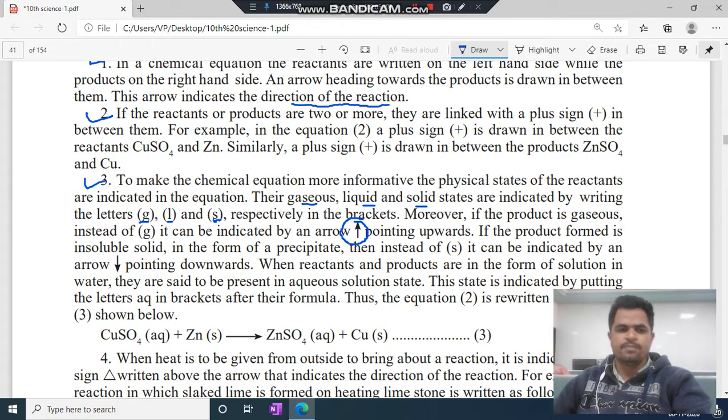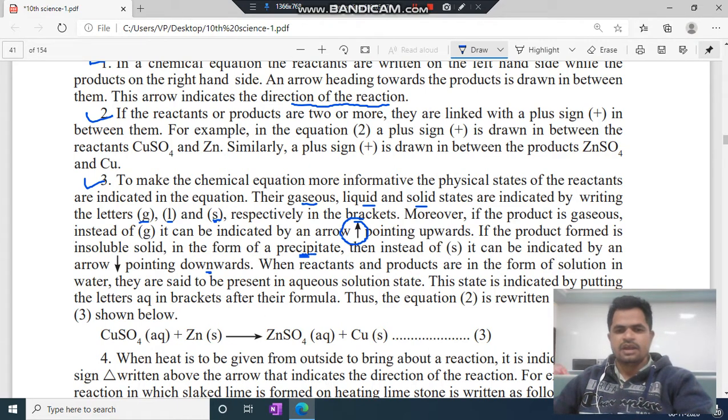When the product is a gas, we can indicate it by an arrow pointing vertically upward. If the product formed is insoluble, it forms a precipitate. That time we can write precipitate, in short PPT also we can write, and instead of S, it can be designated by a downward arrow pointing towards the downward side.